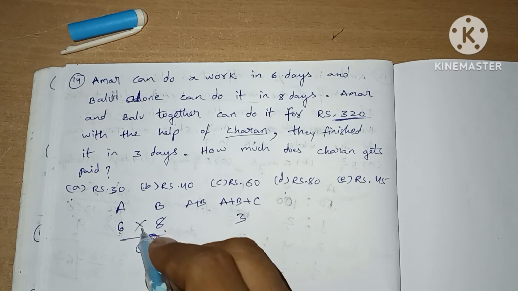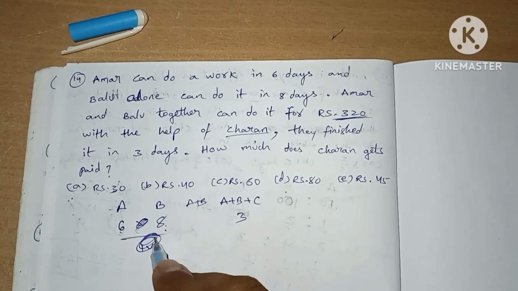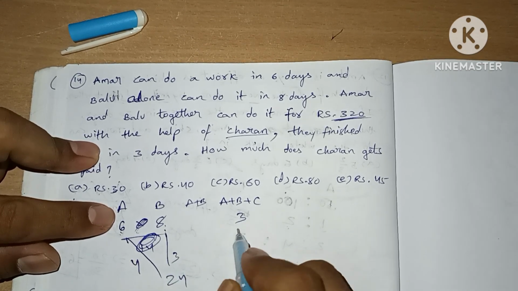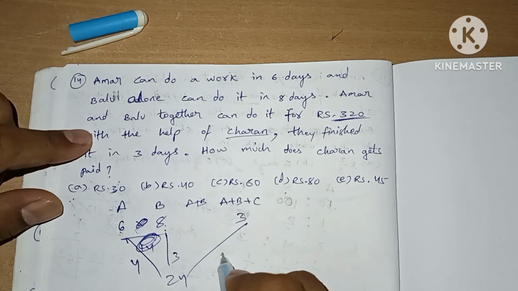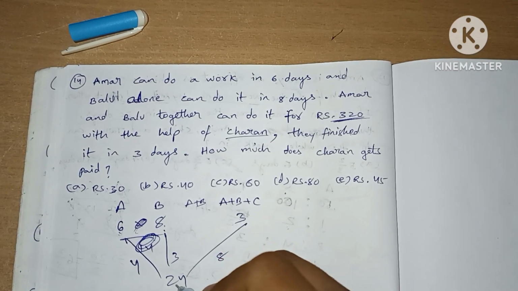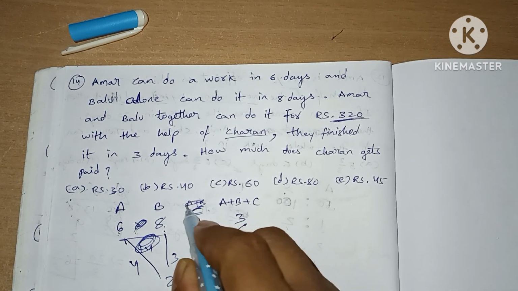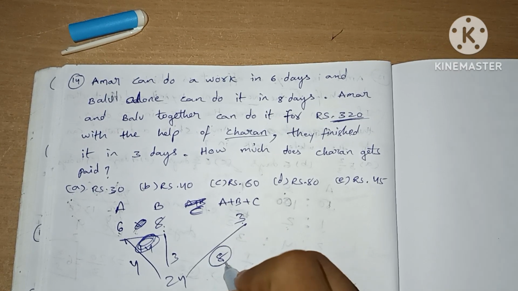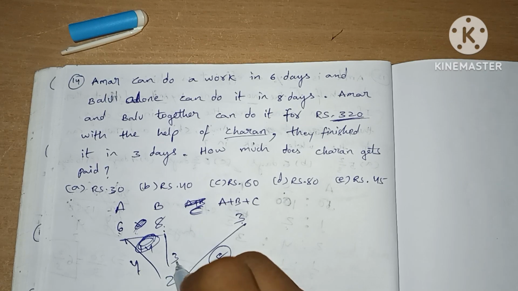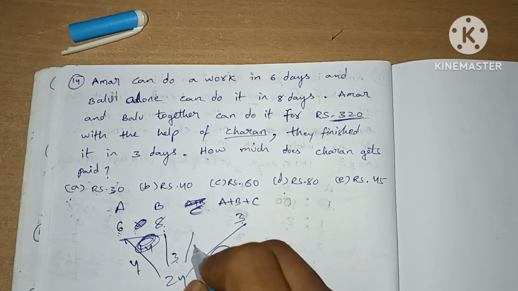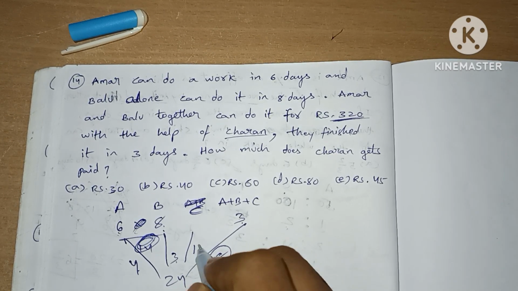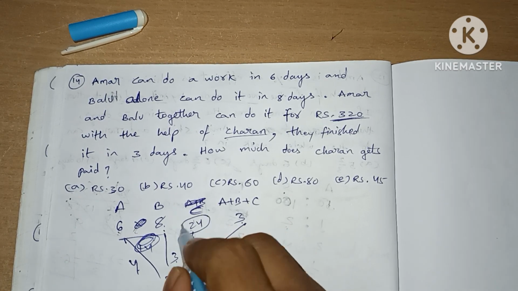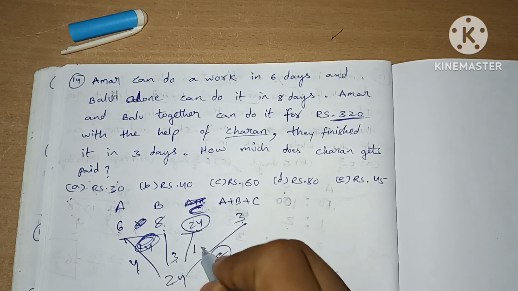Wait a second, we'll go with the LCM method. LCM of all these three is 24. 6 times 4, 8 times 3, 3 times 8 is 24. So all A, B, C together can complete the whole work in 8 units efficiency. Here we have 4 and 3, total 7 units. Another 1 can complete it to 8. So 1 unit means C can complete the whole work in 24 days.